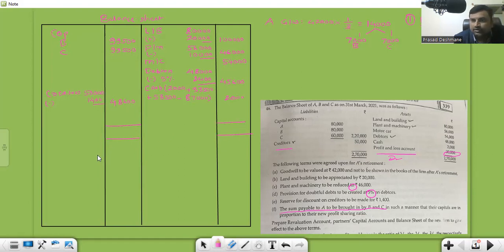And eventually the balance sheet should match. 99,500 plus 99,500 plus 48,600 is 2,47,600. I'll check the other side also: 1 lakh plus 46,000 plus 54,000 plus 45,600 plus 2,000. Correct? 2,47,600. So this is what adjustment of capital is.